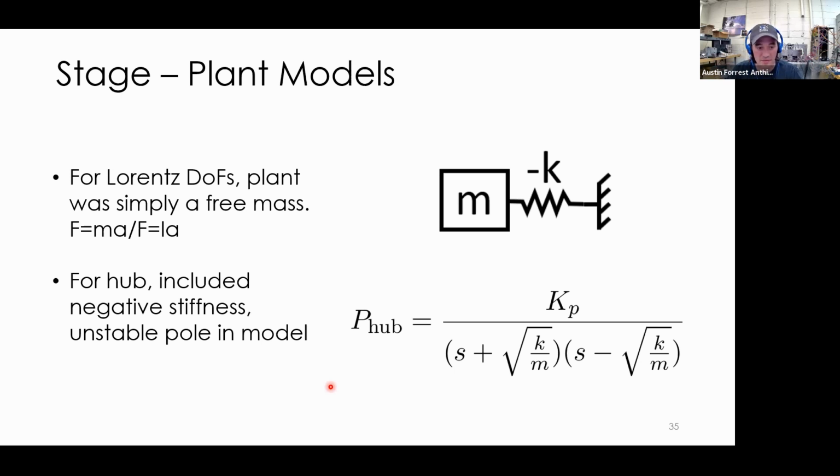And then the mass of the Lorentz actuators is just a free mass, which is the benefit of a levitated system. I have no kind of stiffnesses or damping to worry about. I'm just acting on a free mass.